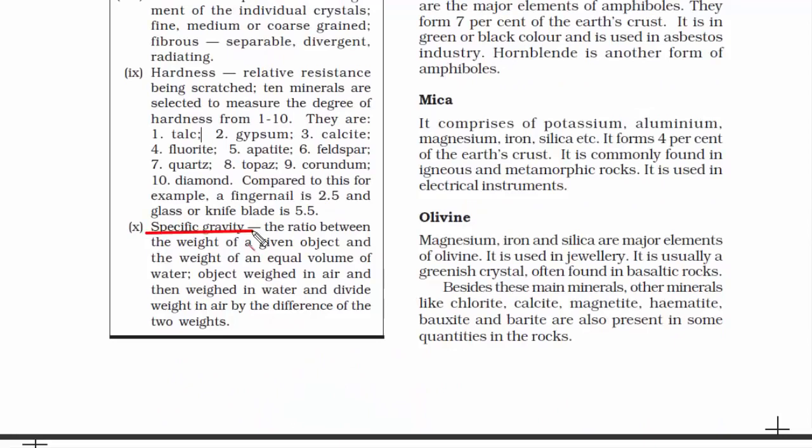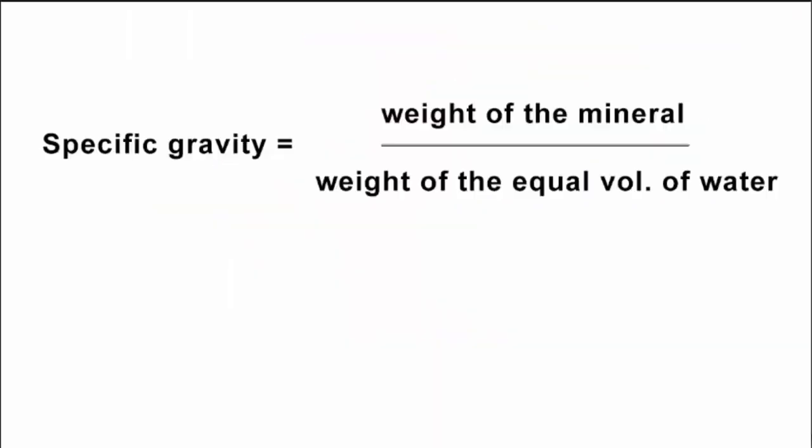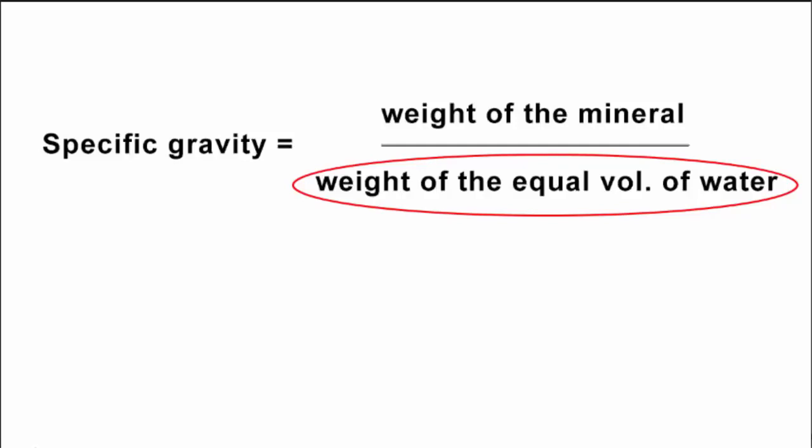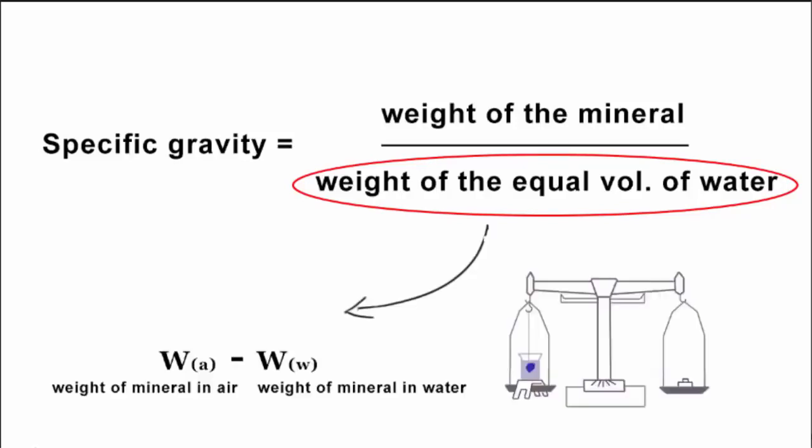The last property is specific gravity. Now, specific gravity of a mineral is a comparison or ratio of the weight of the mineral to the weight of an equal volume of water. The weight of the equal volume of water is found by finding the difference between the weight of the mineral in air and the weight of the mineral in water.